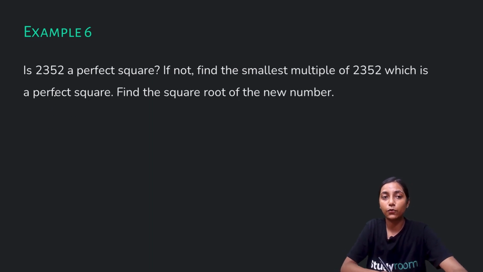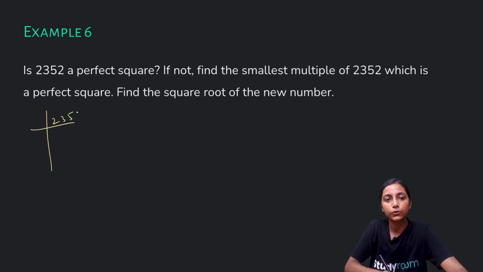Now next question, example number 6: is 2352 a perfect square? If not, find the smallest multiple of 2352 which is a perfect square and find the square root of the new number as well. So is 2352 a perfect square? Again, use the method of prime factorization.